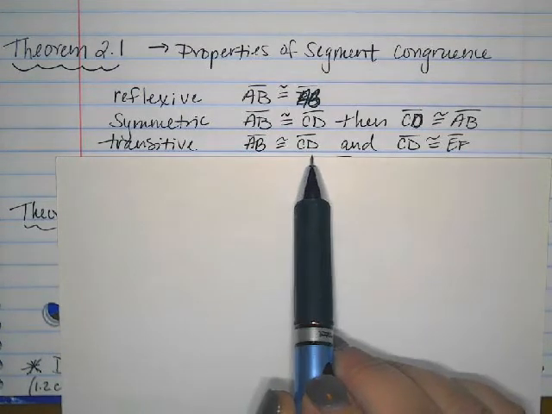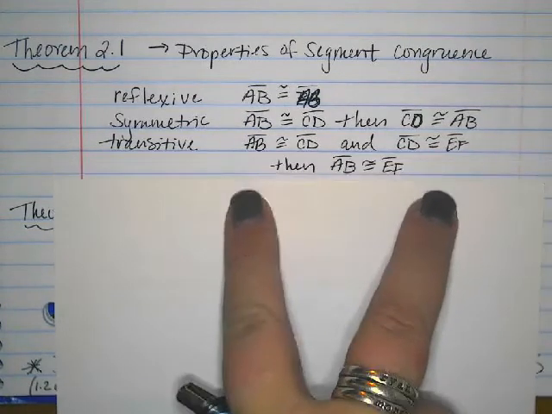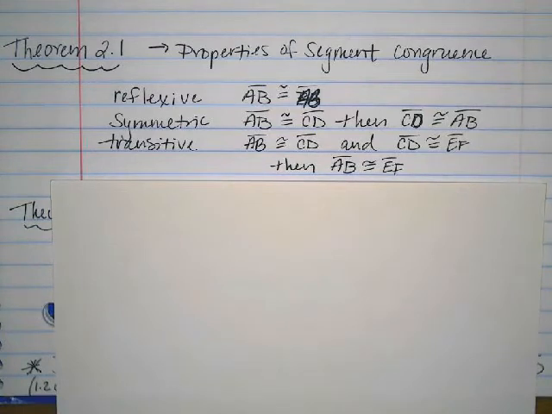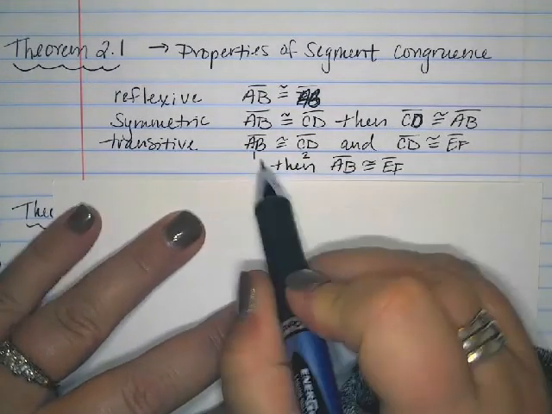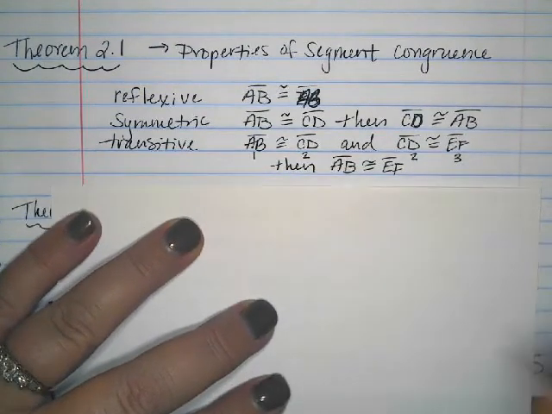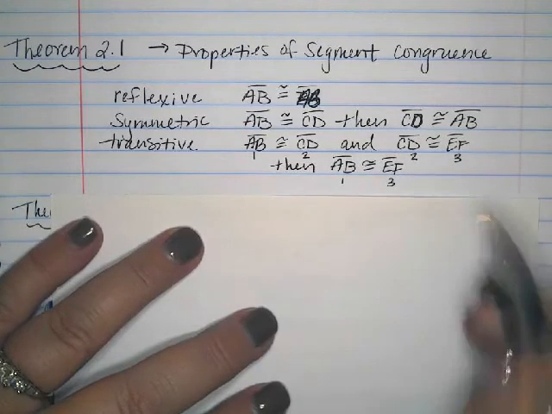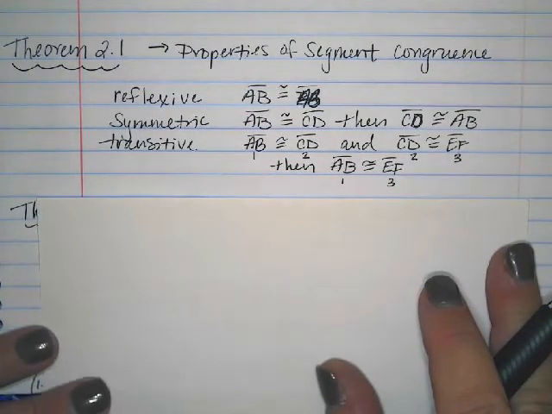And lastly, the transitive property that we've been talking about: if they say that AB is the same as CD, and if CD is the same as something else, then those two pieces have to be the same, that first and second. Sometimes it's easier to put a number on it with the transitive property. If 1 is the same as 2, and 2 is the same as 3, then 1 has to be the same as 3. Sometimes with all those letters, it gets a little bit confusing.